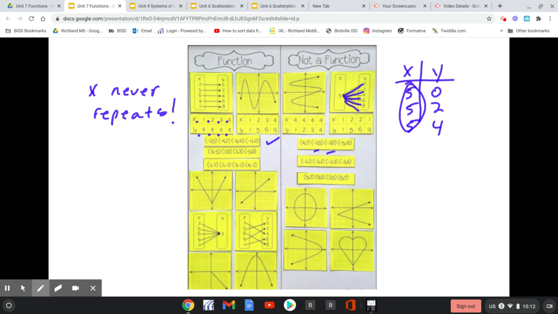On the graph, like in the notes, you're going to need to do the vertical line test. That means you draw vertical lines down the graph. And if it only intersects the line once, it's a function. And we can see these are functions. On this side, if it touches it twice, that means the x repeats. The y is positive here, and the y is negative here, but the x is still the same. Okay, let's look at the next one.